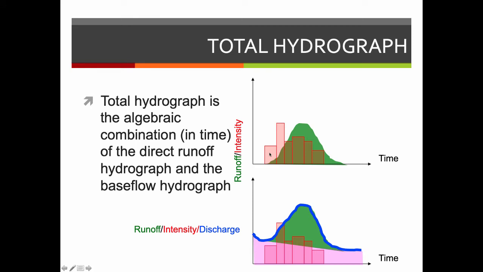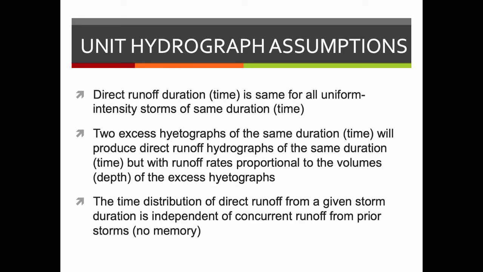If we have this excess hyetograph, these red pulses, it produces this green blob. If we have another excess hyetograph that has the same pattern as this, but everything's 3 times as tall, the green blob becomes 3 times as tall. Everything is stretched in the intensity direction or the runoff direction by 3. That's what that second statement means.